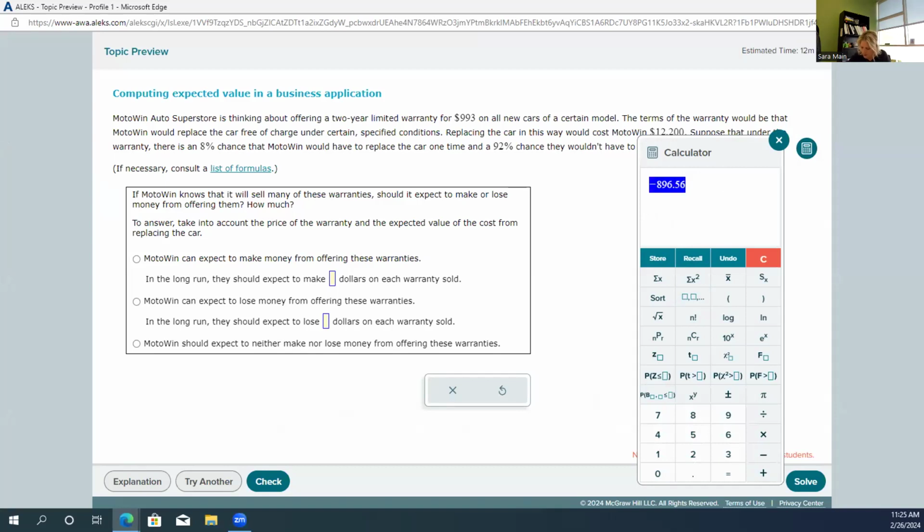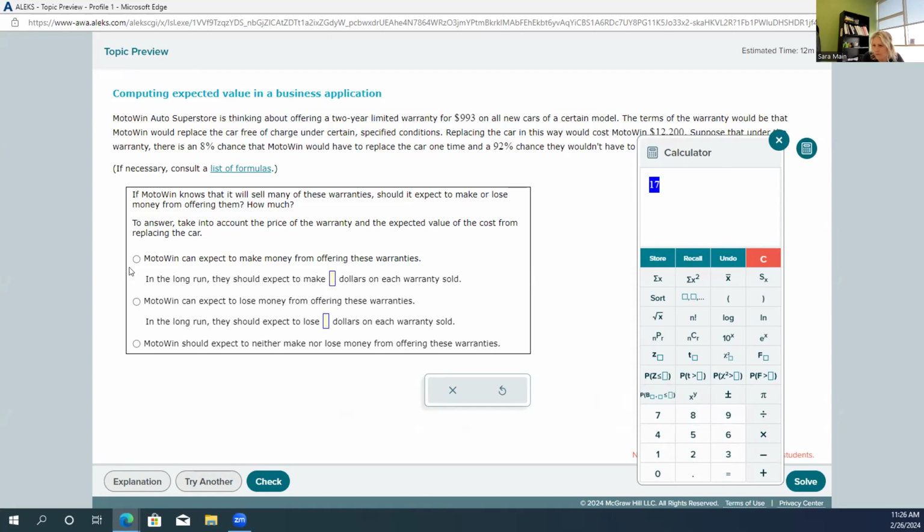And so we're going to write that on our paper. That's the first product. That's a negative 896.56. And then we'll clear that and we're going to multiply 993 times 0.92. And that comes out to be 913.56. And we're going to subtract or add the negative 896.56 to get a profit of $17.